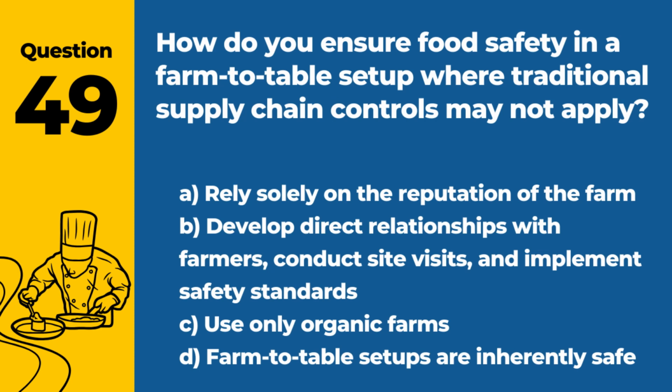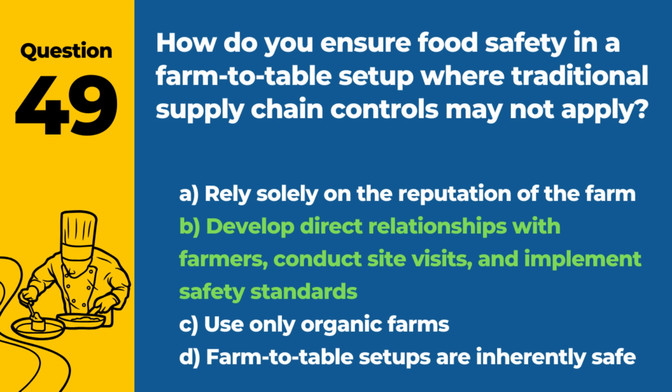Question 49. How do you ensure food safety in a farm-to-table setup where traditional supply chain controls may not apply? A. Rely solely on the reputation of the farm. B. Develop direct relationships with farmers, conduct site visits, and implement safety standards. C. Use only organic farms. D. Farm-to-table setups are inherently safe.